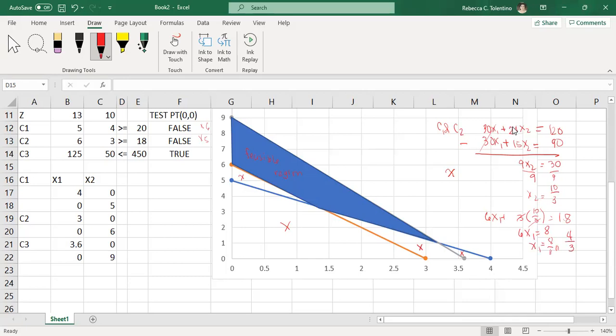So this point here is 4 over 3, 10 over 3. Clear ba, guys? So ito naman, this one is the intersection of the third line, the gray and the blue. So that would be 5x1 plus 4x2 equals 20, and 125x1 plus 50x of 2 equals 450.